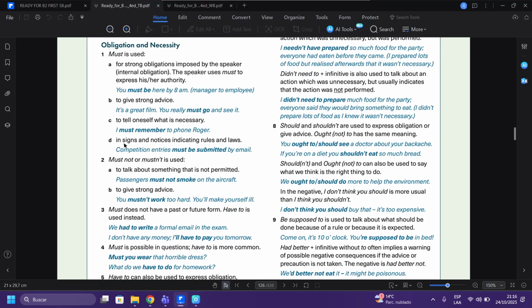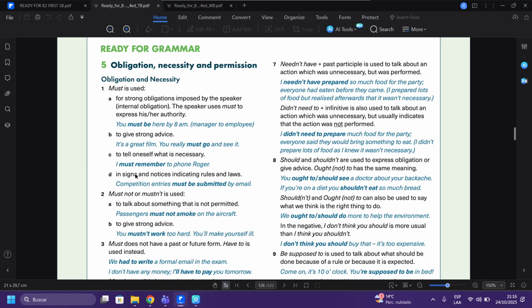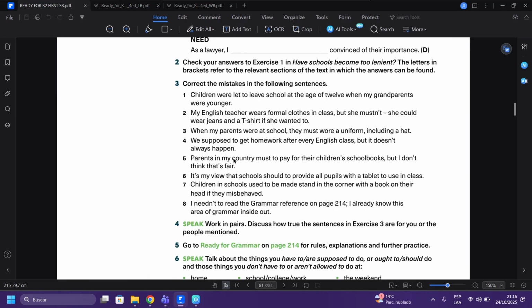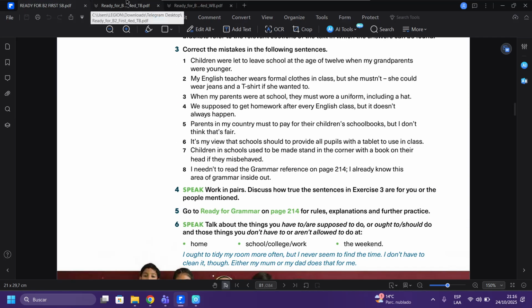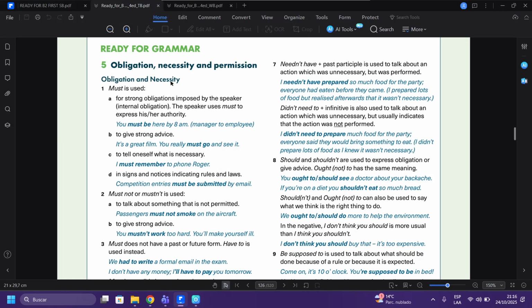For example, in which page do we have here, please? All right, let me see, where is the page? Okay, this is my teacher's book, my teacher guide, but you are going to find the same explanation on page number 214. Let me see. Yes, because it's important for us. Yes, 215. Okay, obligation, necessity, and permission, modal verbs. Yes, okay.